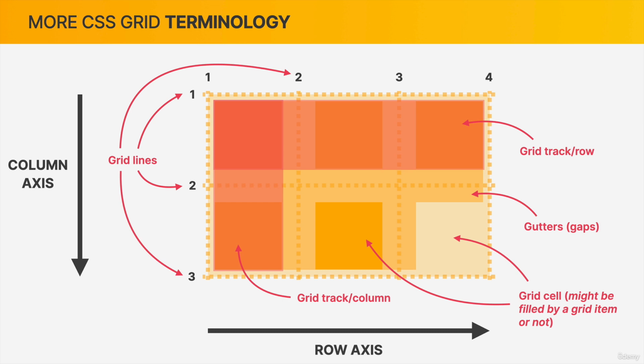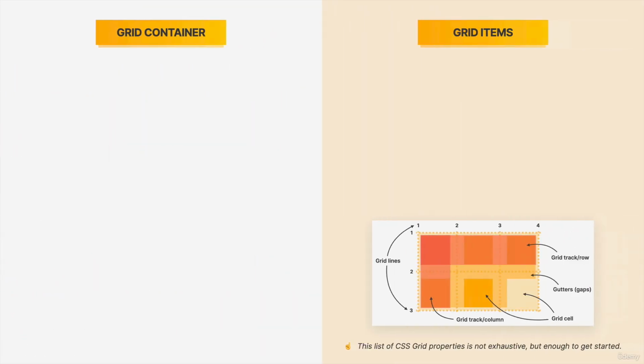Okay, but now I promise that's it about terminology. And I know that this is a lot to take in, so please don't worry too much about all these terms at this point. With time, this will come naturally to you, especially things like grid cell, the grid lines, and the gutters or gaps. So these are important terms that we're going to use all the time, and so at some point you will naturally know about these. And now to finish, just like in the Flexbox lecture, let's take a look at an overview of some of the properties that we can use on the grid container and on the grid item.